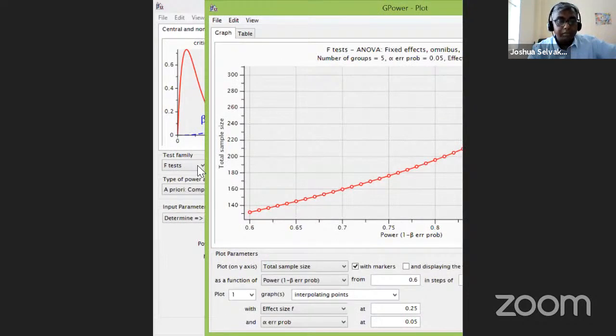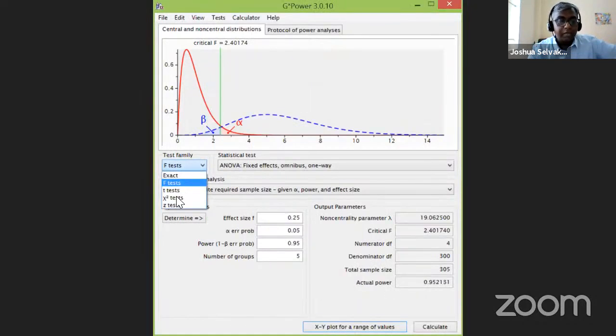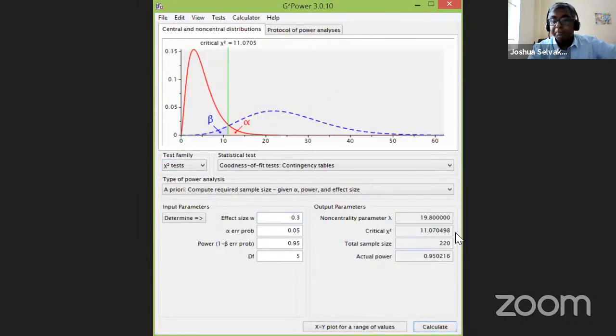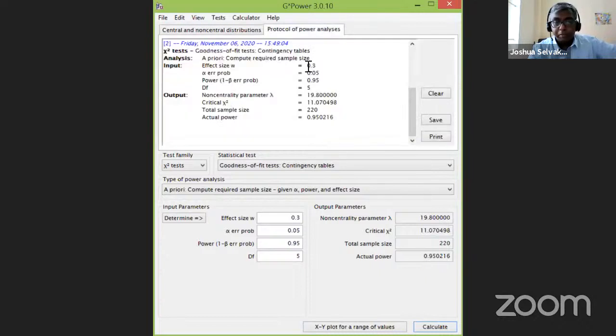You can do any test you want. F test, chi-square test. For the chi-square test, the calculated value would be 220. 220 would be the sample size. So this will give you a protocol. Like this, you can do n number of tests. This is how we do sample size testing.